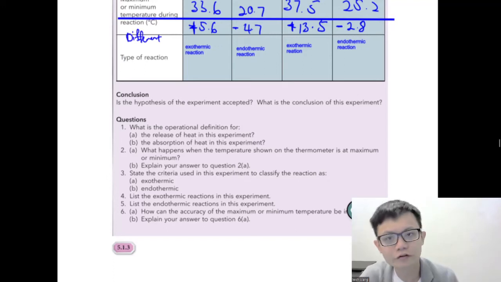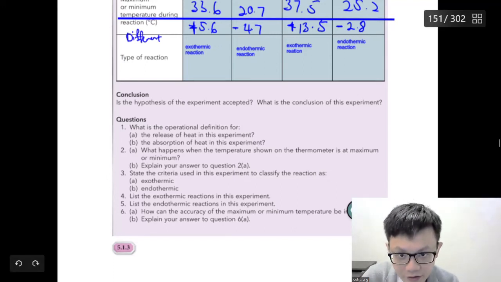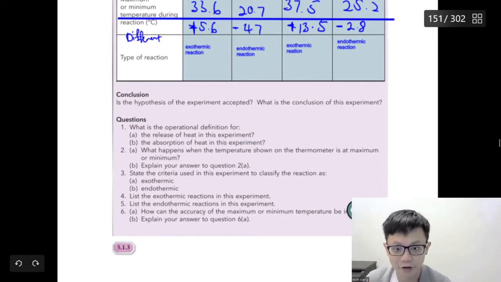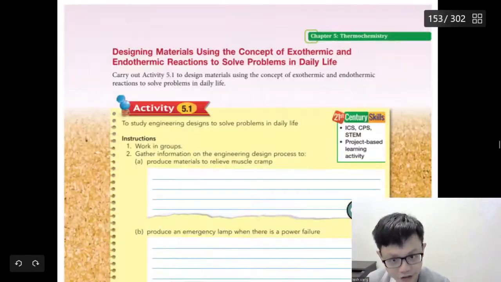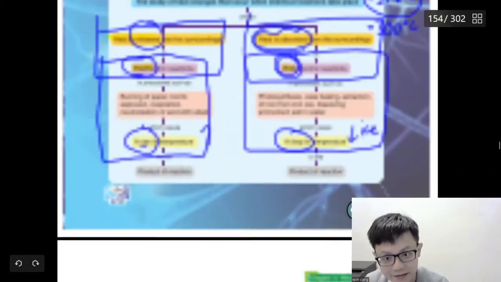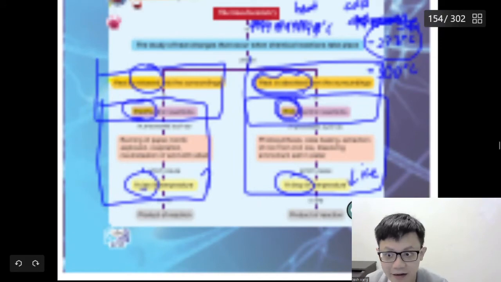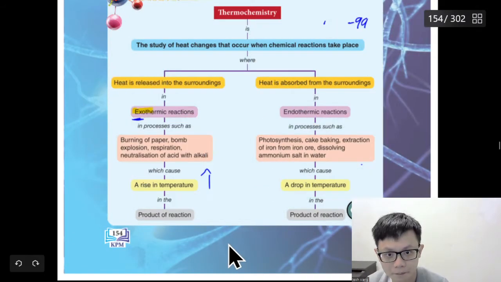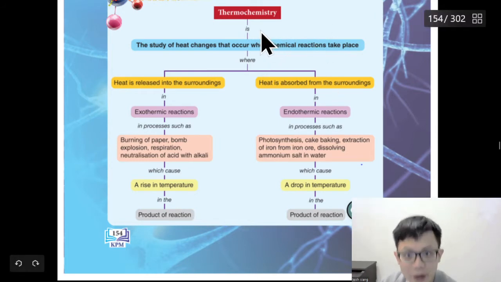Hello students, so last week we stopped until here and today we are supposed to do some of the questions. So before I start, let us do some revision about what is exothermic and endothermic. Okay, so let's do a bit of recap.